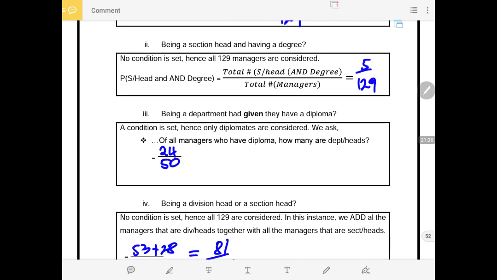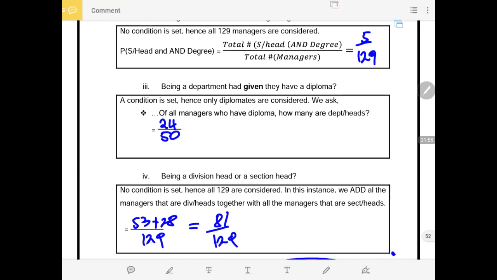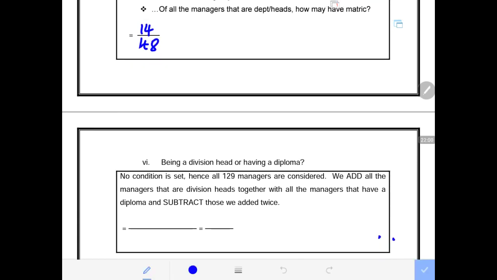But remember, again, I want to highlight to you that in this one we did not do it, yet there was the word or. Why? Because we were dealing with the division head and the section head. So it was division head going down and section head. So there was no point of intersection, although the word or was there. So please take note of this. So now in this last one, we have 28 plus 50 minus 6, all divide by 129.